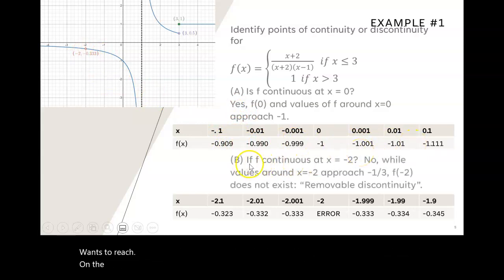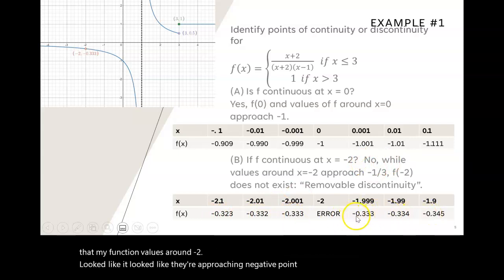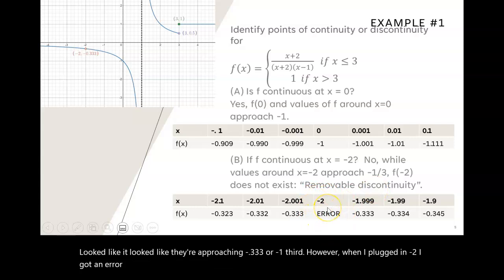On the other hand, is the function continuous at x equals -2? We would say no. Notice that my function values around -2 look like they're approaching -0.333, or -1/3. However, when I plugged in -2, I got an error. This is what we would call a removable discontinuity. It looks like we're trying to reach -1/3, but we get an error here.